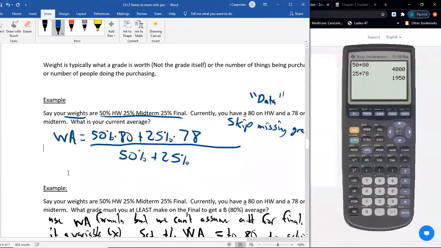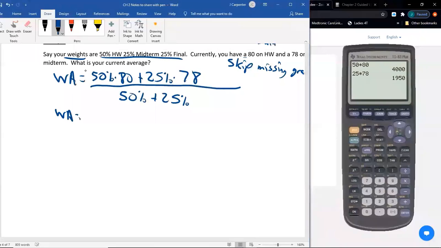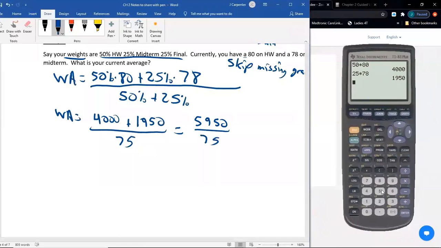Oops. I say that a lot in here, don't I? Weighted average. So that'd be 4,000, that was the 50 times the 80, plus the 25 times the 78, which is 1950, over 50 plus 25, which would be 75. 4,000 plus 1950 would be 5,950, divided by 75. So let's do that division. 5,950 divided by 75, and we get 79.3.